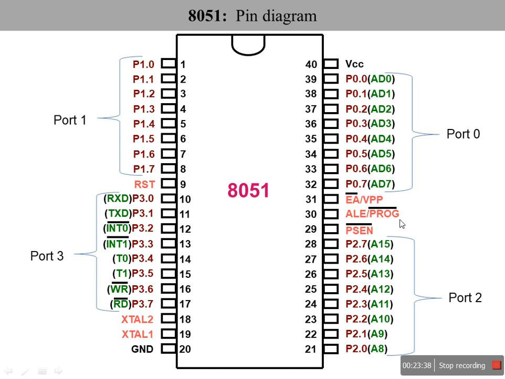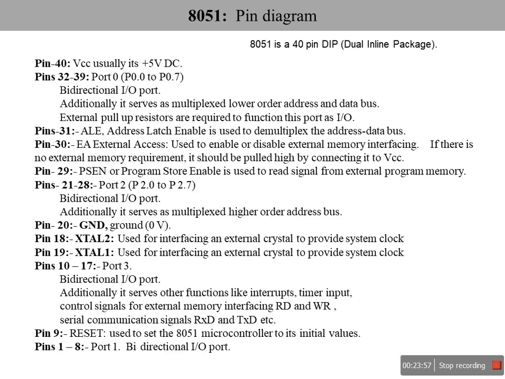So the 29th pin is program store enable, then address latch enable, then external access enable. Generally this will be connected to VCC here. And the 40th pin is the power supply, a plus 5 volt power supply will be given to this IC. So these are the details of the pins of 8051. I said 8051 is a 40 pin DIP, dual inline package. 40th pin is VCC, usually plus 5 volt.